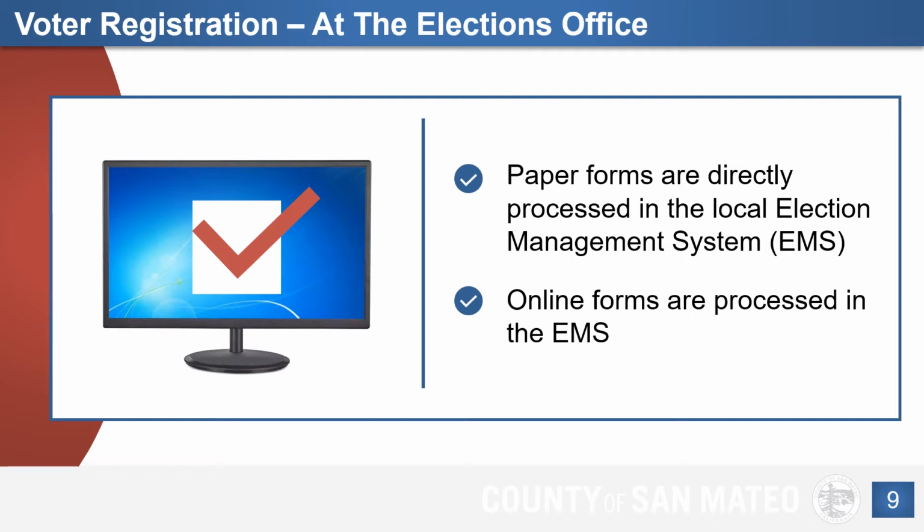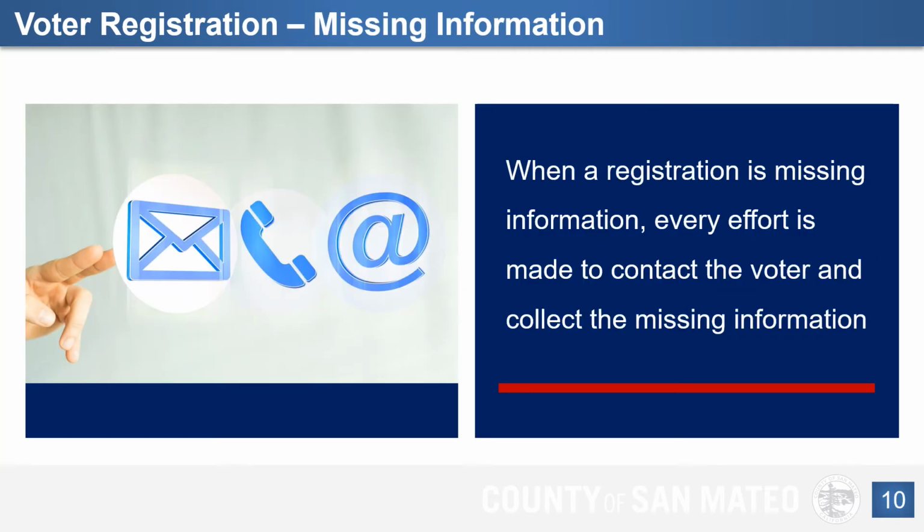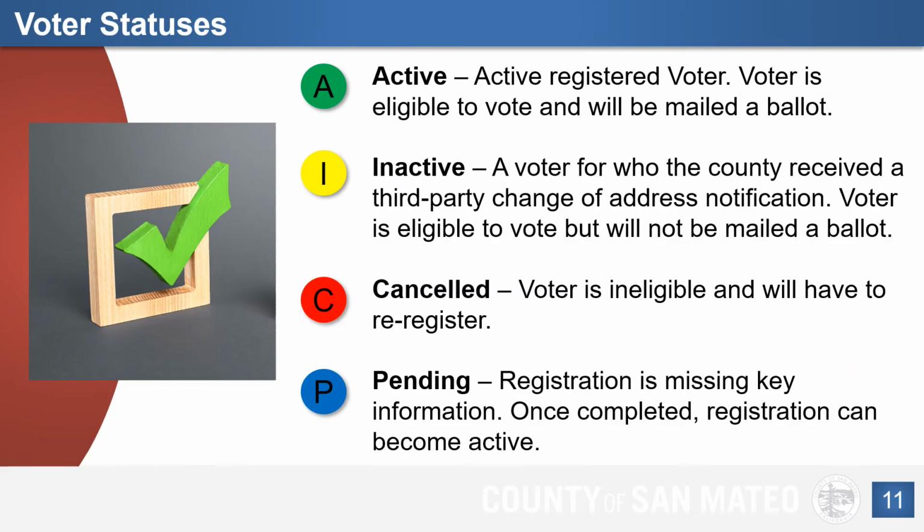Online forms are downloaded and processed in our election management system. In either case, if the record is missing information, we make every attempt to contact the voter to get the missing information. These are the different statuses of voters used throughout the state.